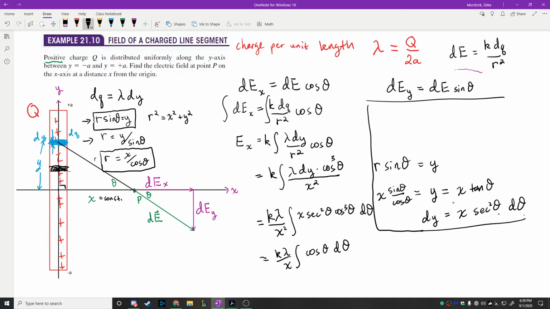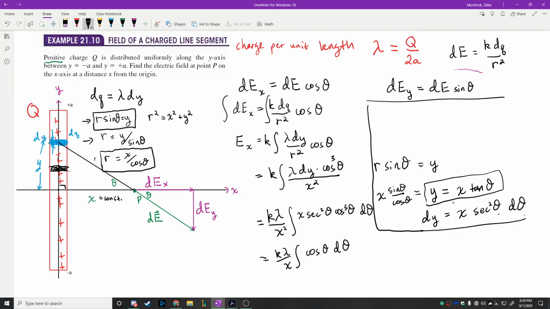What would the theta bounds be? The y bounds would in fact be negative a to positive a, right? Now there's two ways you can do this. You can either do the integral and then convert theta back to y, by doing this one here. Or you could do the integral first, because it's a simple integral. You're going to get sine theta, and then replace sine theta with something like this. But I don't like doing that.